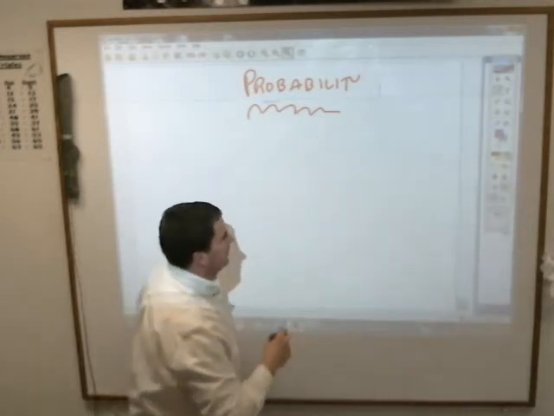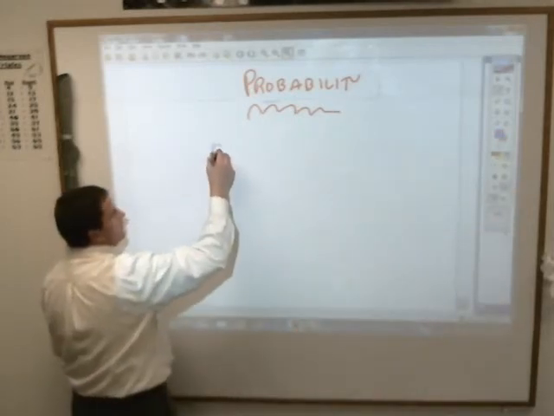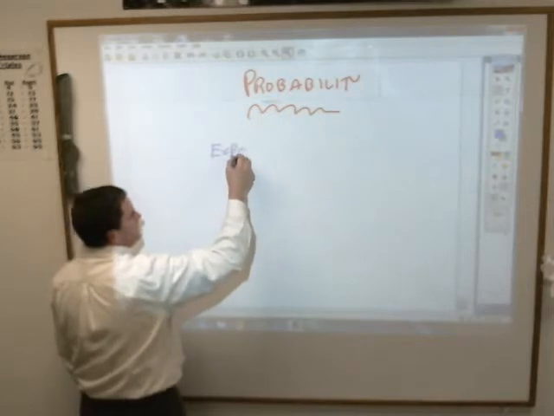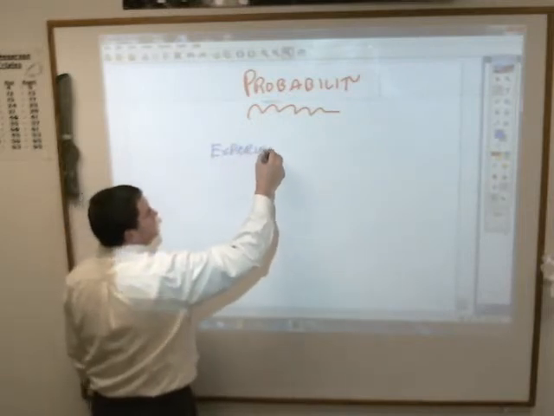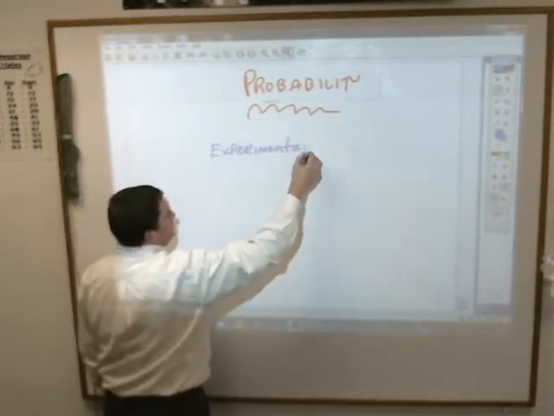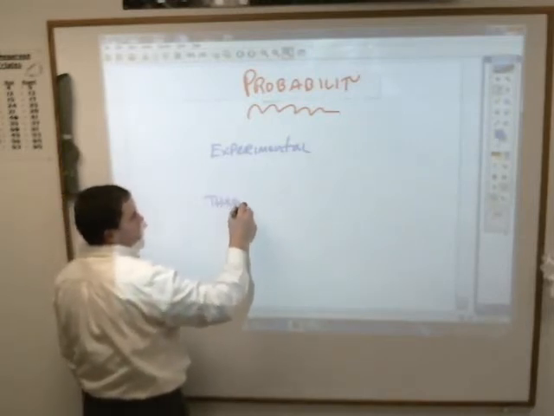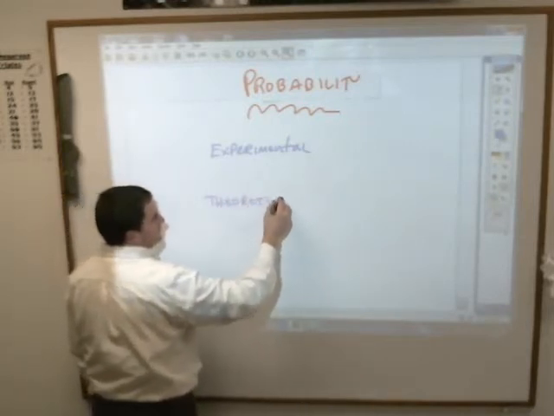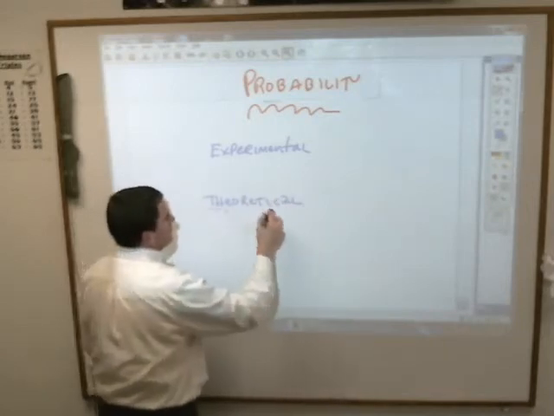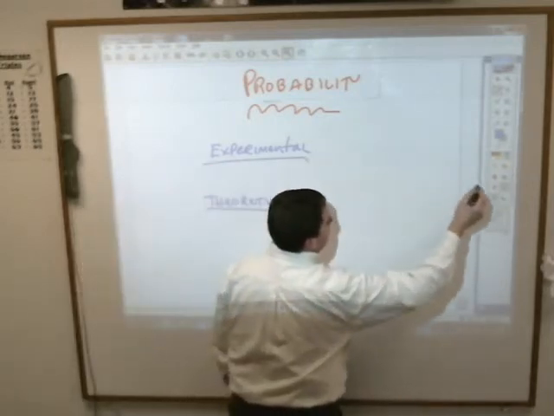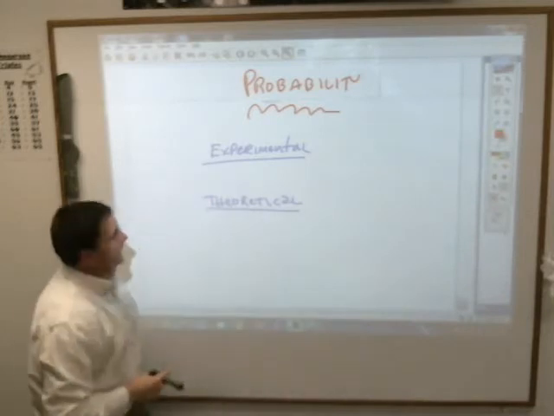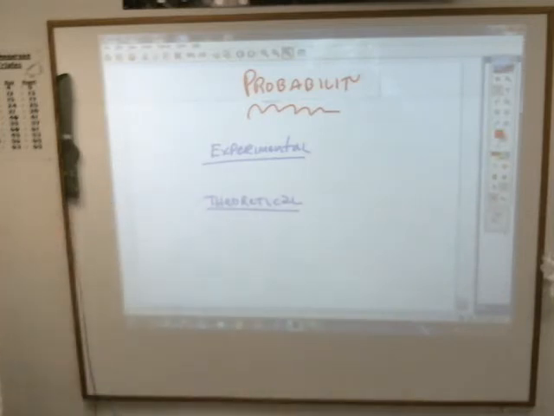Experimental and theoretical? Yes. Have we talked about this? Yes. Two big long words that taste great together. Anybody know the difference between experimental probability and theoretical probability?